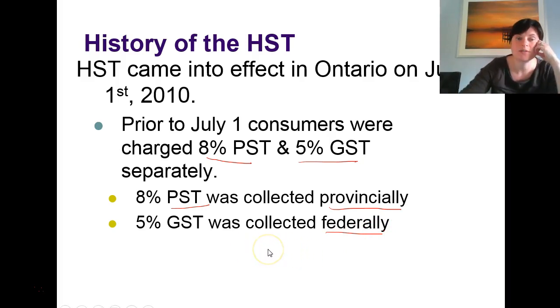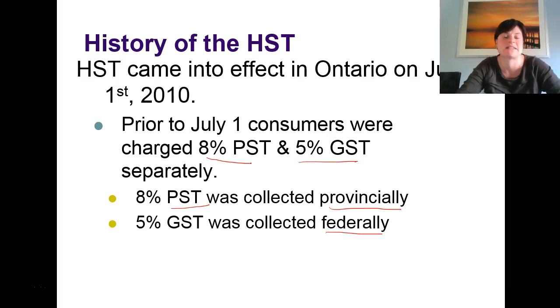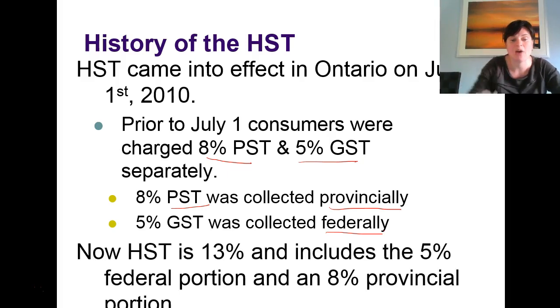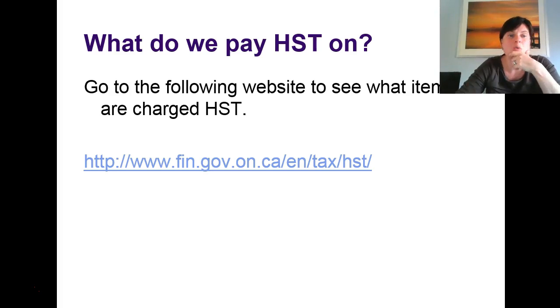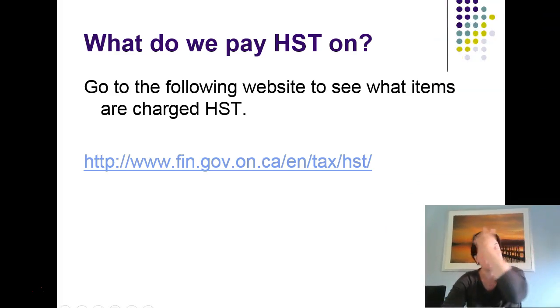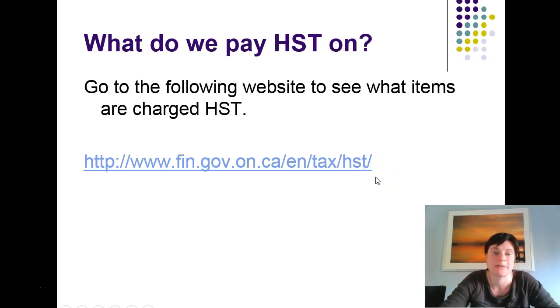And so in 2010, they harmonized that. Rather than being charged two different taxes and making businesses keep track of two different taxes, they harmonized it. So now HST is 13%, and it includes that federal portion and provincial portion, but we don't have to account for it separately. So this was to make things easier for businesses. So what do we pay HST on? Well, you probably paid HST on food, on clothing, on your entertainment when you go to the movies, on your gas. If you want to find out more, you can go to this website.